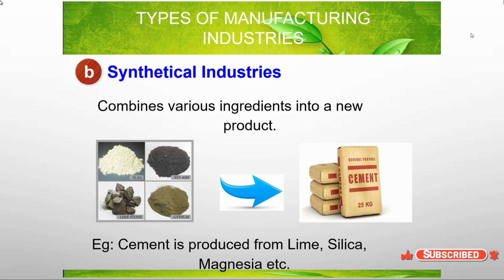Now let's move on to the assembling industries. Here it assembles different component parts to make a new product. Examples: assembling of car, television, computer, mobile phones, etc. Now let's move on to construction industries. These are engaged in the construction of buildings, dams, roads, bridges, shopping complexes, etc. They use the products of manufacturing industries and extractive industries.